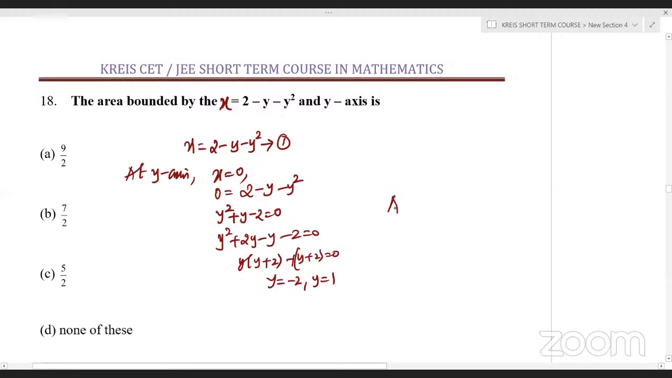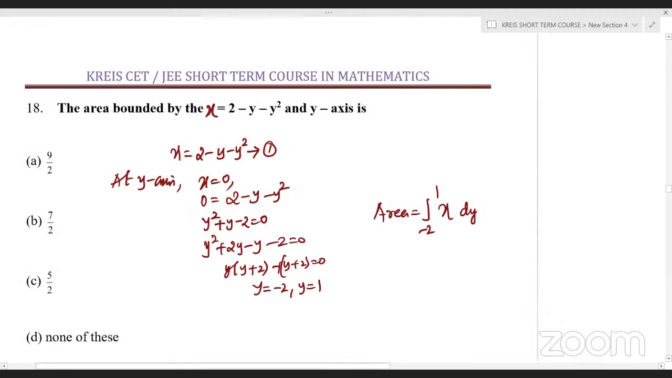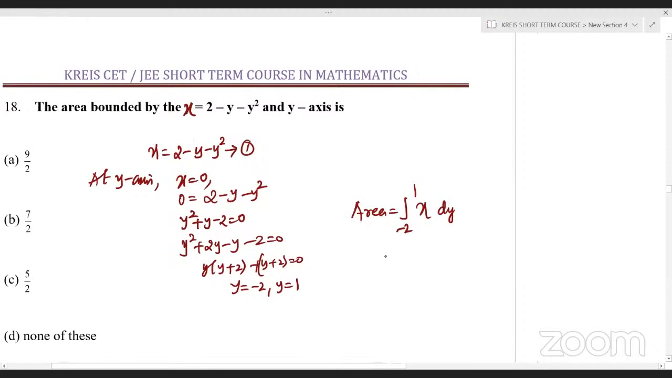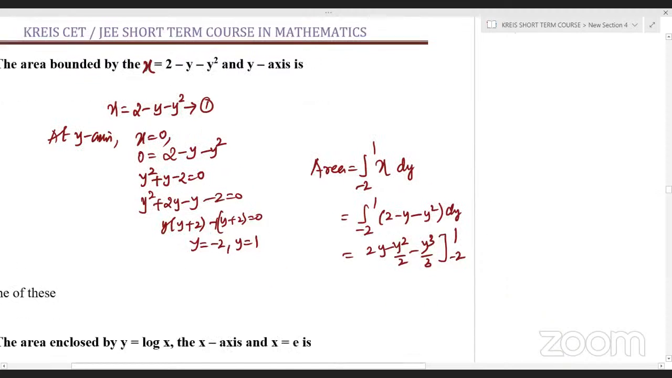Now required area is nothing but integral from minus 2 to 1 x dy, right? So function is in terms of y, we'll integrate it with respect to y, right? So we got the limits in terms of y. It is integral from minus 2 to 1, it is 2 minus y square with respect to y you get. It is 2y minus y square by 2 minus y cube by 3 evaluated between minus 2 and 1.